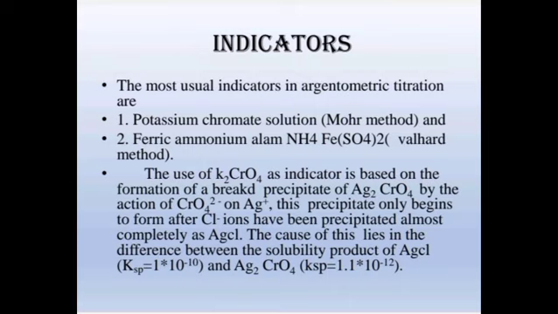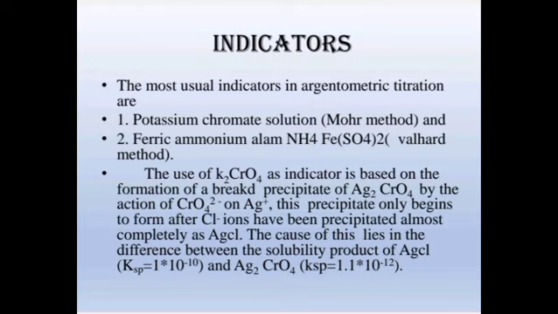What are the indicators used in a precipitation titration? The most usual indicators in argentometric titration are, first, potassium chromate solution, also known as Mohr's method, and second, ferric ammonium alum, NH4Fe(SO4)2, also known as Volhard's method.